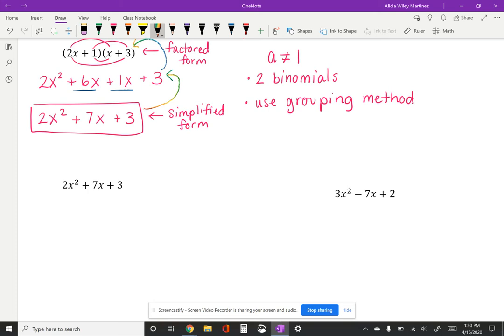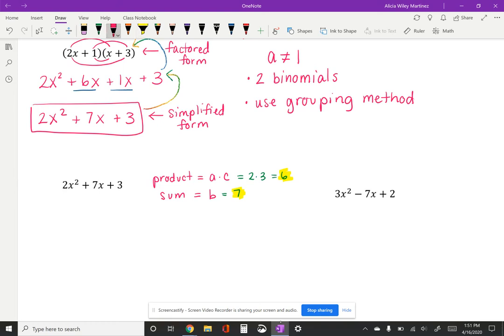So the way that you do that using the sum product method is you are going to first figure out two numbers that have a product of the a times c value and have a sum of the b value. So in our problem here, the value of a is 2, the value of c is 3, which gives 6, and then the value of b is 7. So we are looking for two numbers that have a product of 6 and a sum of 7.